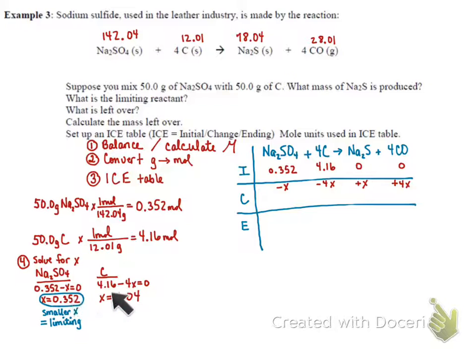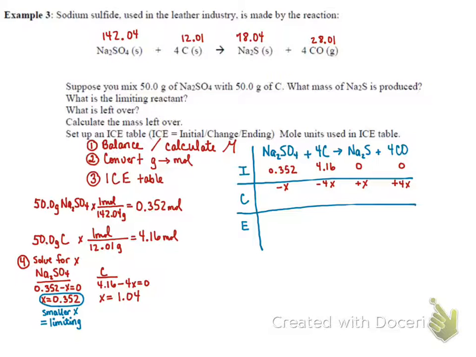The only one that matters, again, is the smaller one. This is x, 0.352. So now that we have our x factor, it's the smaller number, that's going to be the x. That's always going to be from the limiting reactant, so we know that sodium sulfate is going to run out first because it gave us less product.